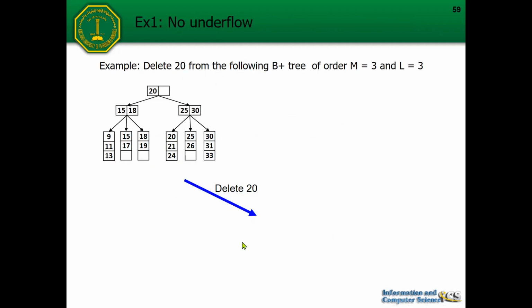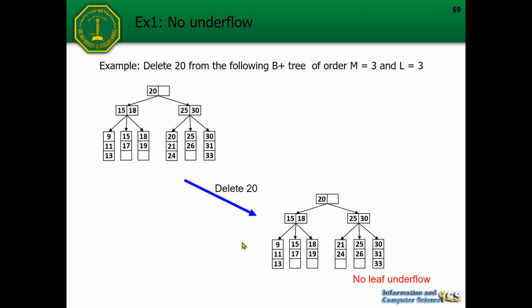Now we discuss some examples with a real case, which is a real B plus tree containing some keys inside. So now, for example, this is the original tree. We are going to delete 20 from this B plus tree with M is 3 and L is 3 also. Look at this, 20 is over here. Now you can see that L is 3, meaning that the maximum number of keys that can be contained by the leaf node is 3. The minimum will be 3 divided by 2, 1.5. We do the ceiling operator, then we get 2. So the minimum is 2.